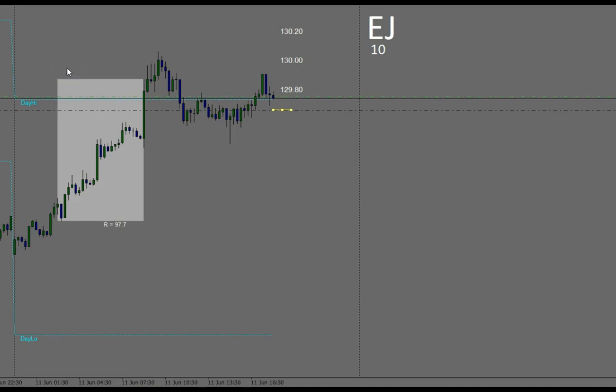So Euro, Japanese yen, original trade I took on that. As price came up here, I moved the price stop up to +10. So I locked in 10 pips. Price came back on this candle here and hit my price stop. So I took 10 pips on that. And I've taken a re-entry on that. Still looking for further upside movement, but again, not looking great at the moment. But we'll see what happens on that.